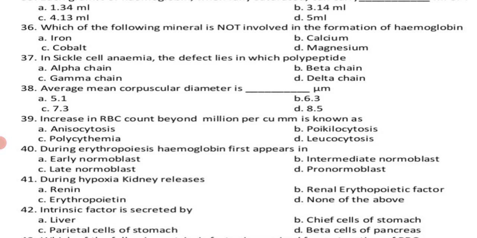During erythropoiesis, hemoglobin first appears in. Option B is intermediate normoblast. Hemoglobin appears first in intermediate normoblast. Erythropoiesis is a process in which there is synthesis of erythrocytes or RBC, and RBC are developed from an erythropoietic stem cell.